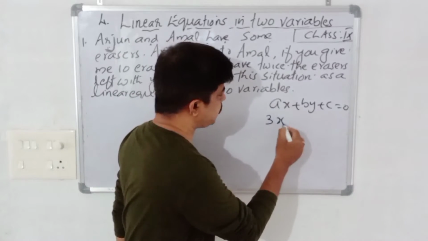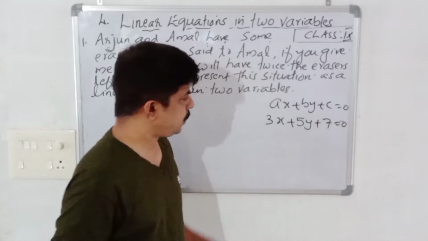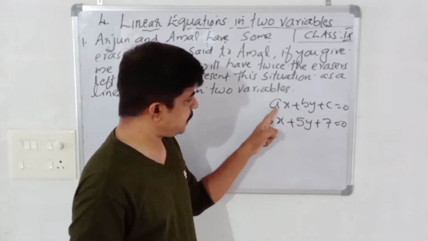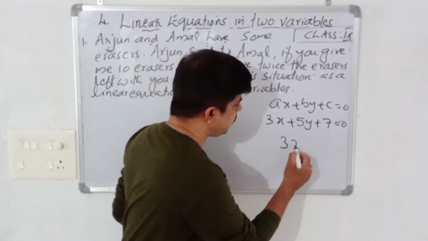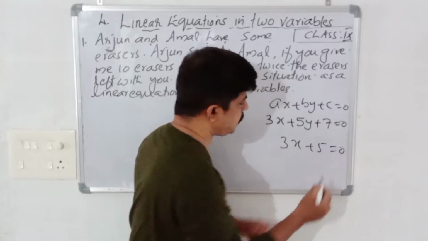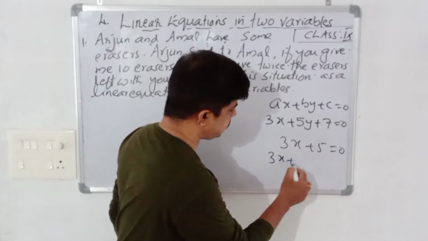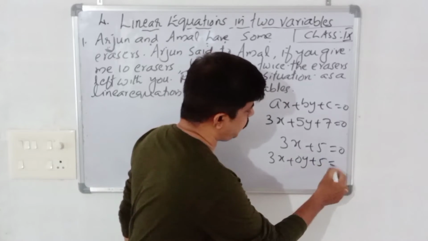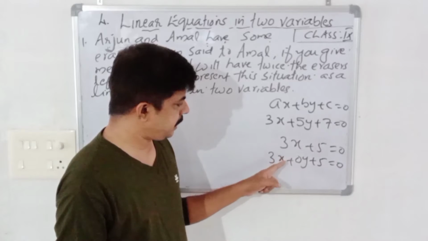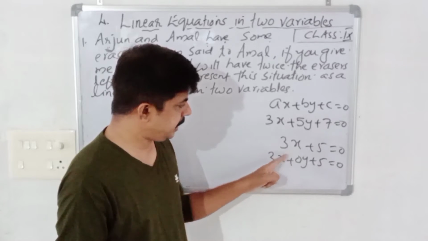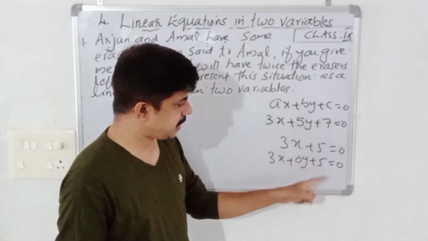This is an example: 3x plus 5y plus 7 is equal to 0. Here we use the real numbers a is 3, b is equal to 5, c is equal to 7. Even 3x plus 5 equal to 0 can also be expressed in this form. That means 3x plus 0y plus 5 is equal to 0. Now here a is 3, b is, what about b? b is taken as 0, c is equal to 5.